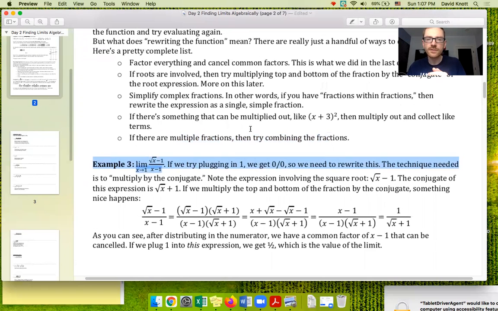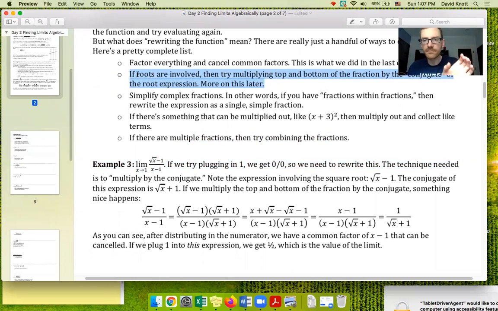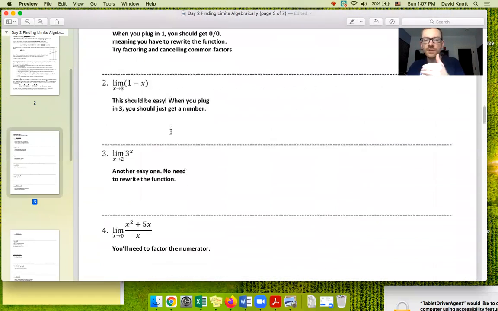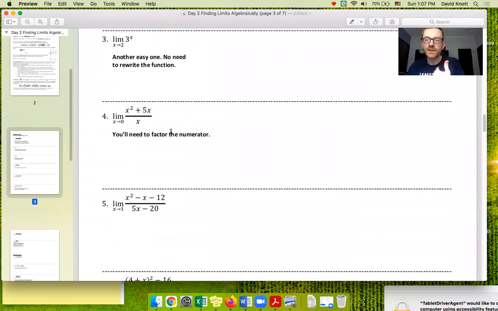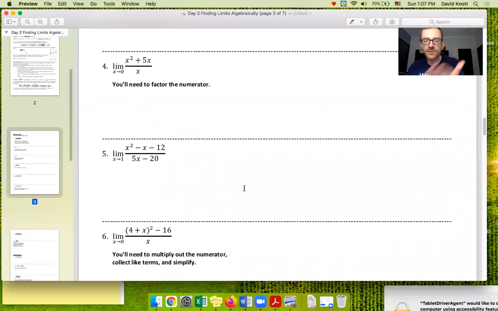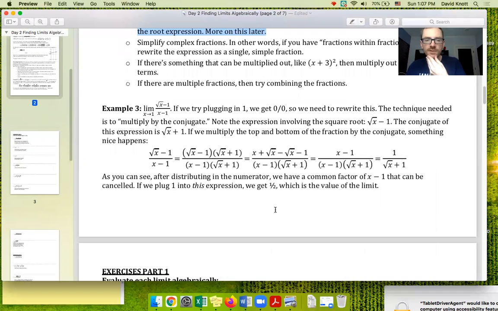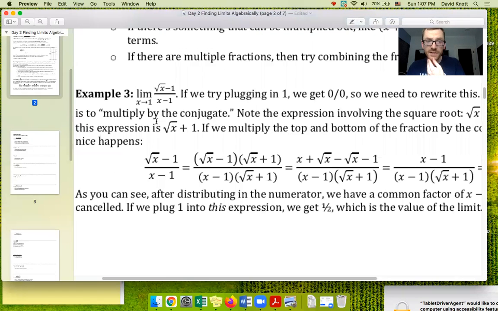What I'm going to do is go over in detail the thing that I mentioned here: when you see roots, try multiplying top and bottom by the conjugate. I'm going to go through an example like that in detail. And then I'm going to quickly look through a bunch of these and tell you which simplification type you should be thinking about, just to give you a little bit of a ladder for these exercises.